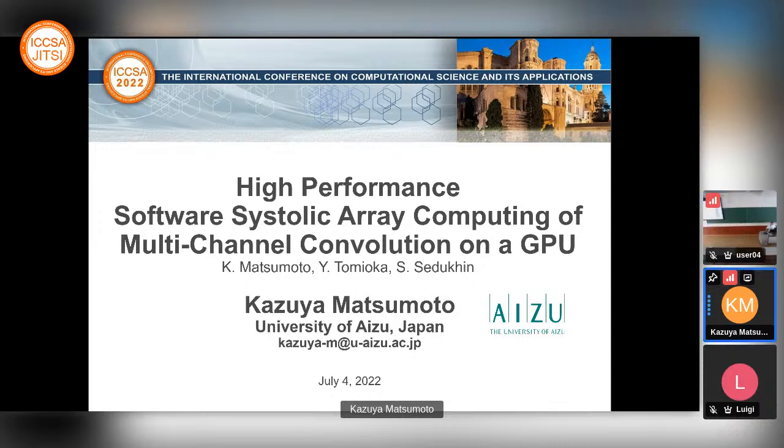Okay, thank you for your kind introduction. I'm Kazuya Matsumoto from the University of Aizu, Japan. I'd like to start my presentation titled High Performance Software Systolic Array Computing of Multi-Channel Convolution on a GPU.